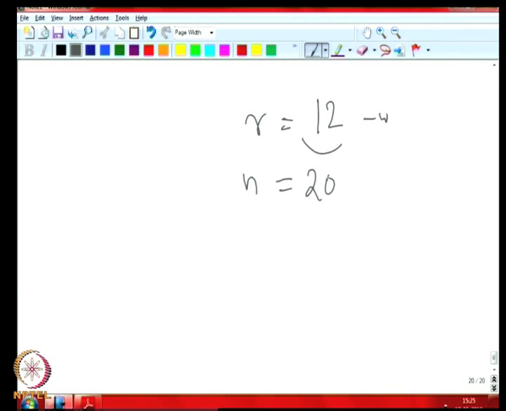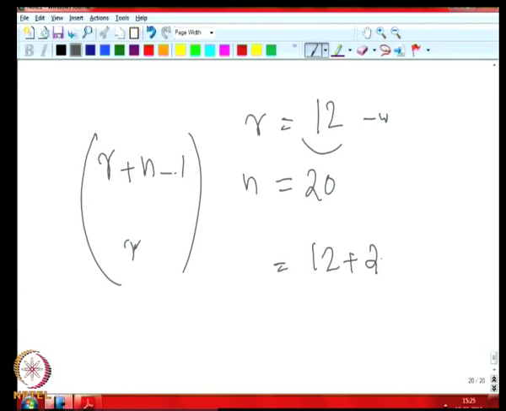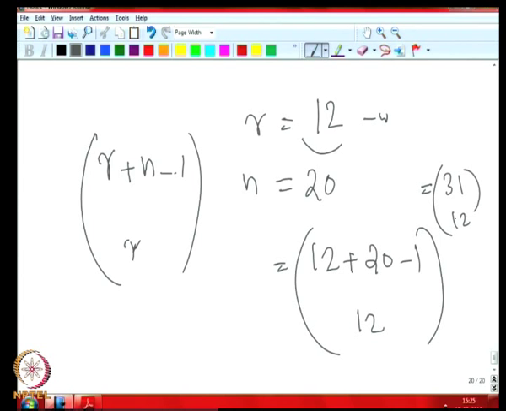Therefore, we know that the number of selections we can make is R plus n minus 1 choose R, that is 12 plus 20 minus 1 choose 12. This is what we can make, right. That is 31 choose 12.